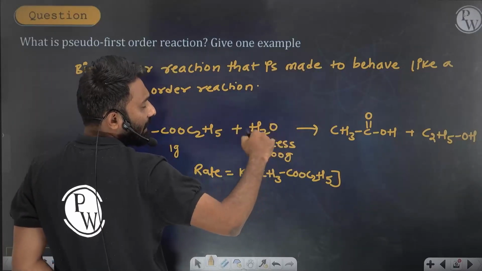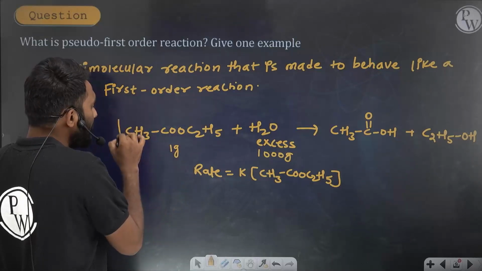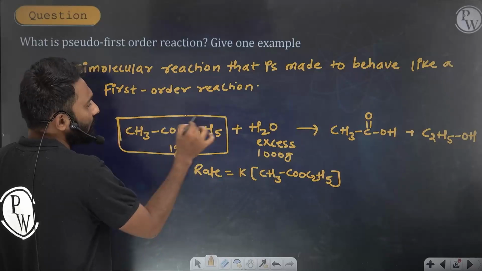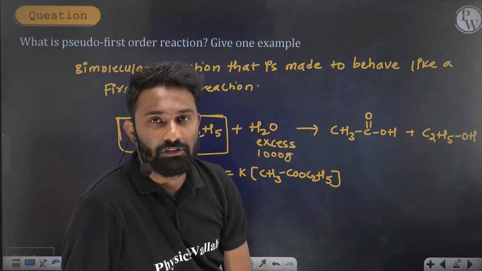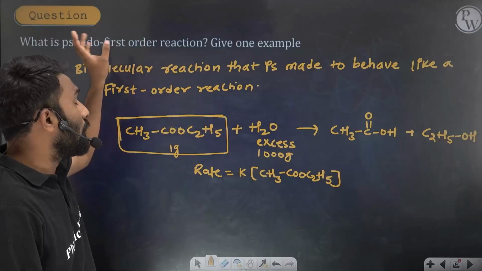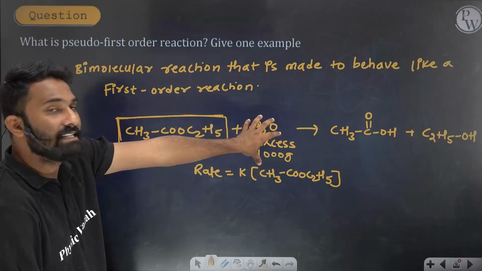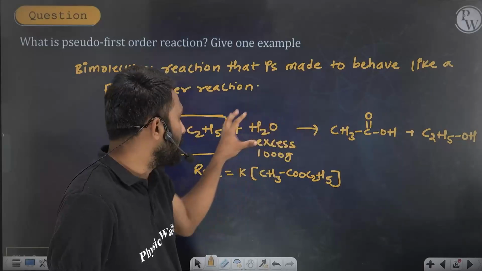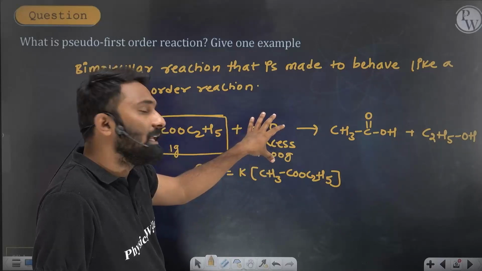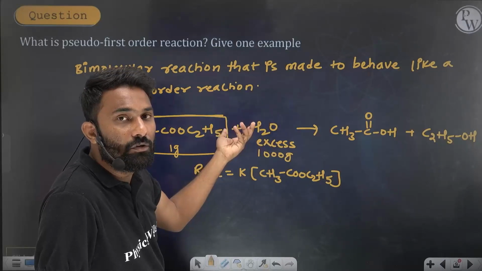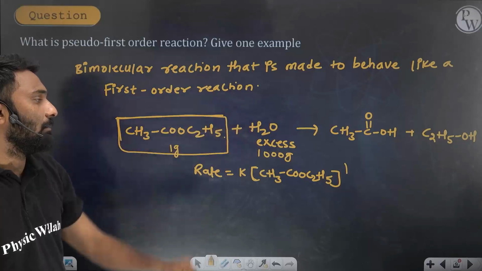The remaining 999 grams of H2O is unreacted. Means the rate will depend upon only this species, not on the reactant which is left, the reactant which is in the excess. Pseudo first order reaction, you have to be very careful. It is a bimolecular reaction that is made to behave like a first order reaction, because the excess will not convert into the products. That is why the rate depends only on this, and this is a first order reaction. It will not depend upon the excess molecule.